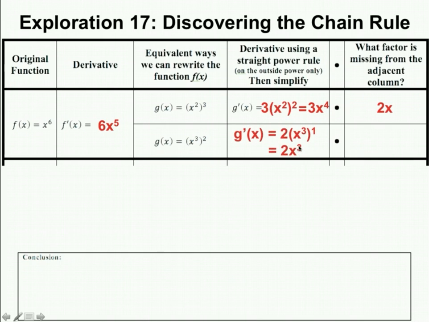So in this case, we get 2x cubed, right? Bring down the 2, leave the x cubed by itself. We're not touching the stuff inside the brackets. And then reduce the power to 1, that's 2x cubed. So it looks like we're missing a factor of 3 and x squared.